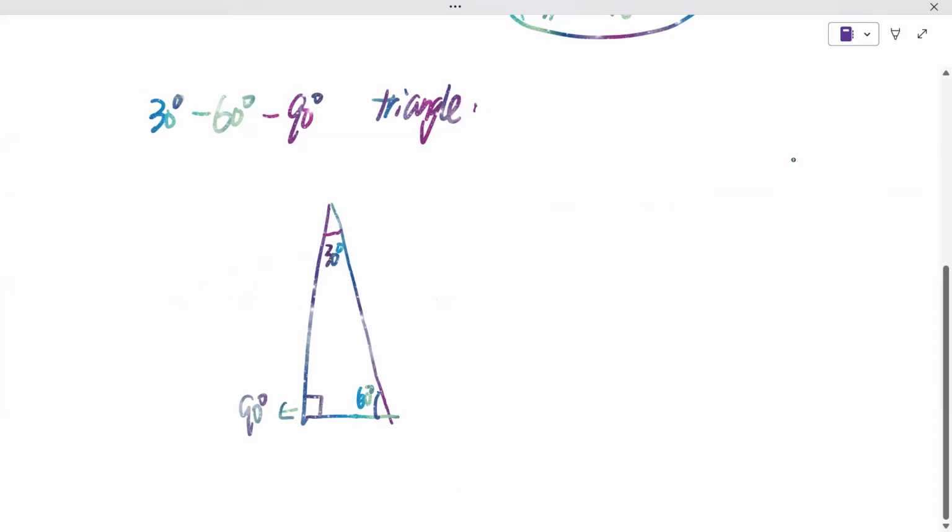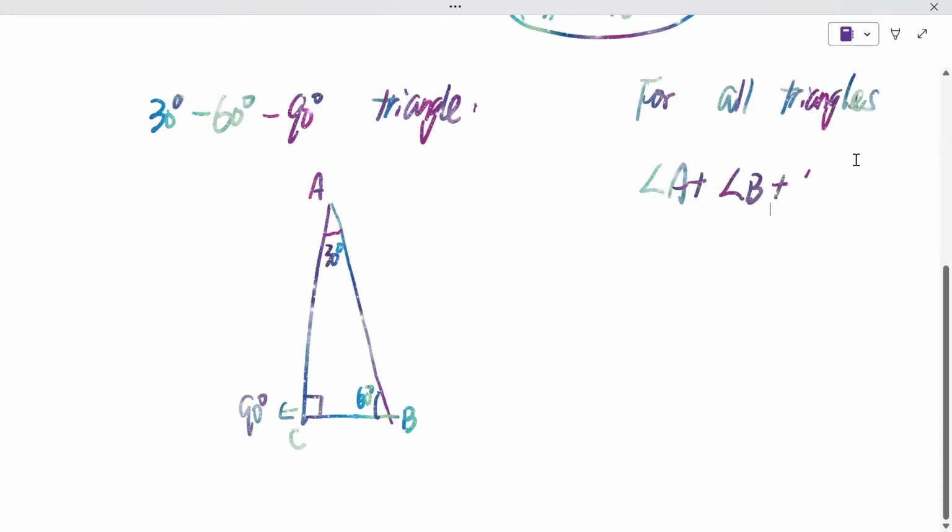And we know that for all triangles, the total of all three angles, the combined measurement, will be 180 degrees. So let's say this is angle A, angle B, angle C. For any triangle ABC, when you sum up all three angles, angle A plus angle B plus angle C, you end up with 180 degrees.